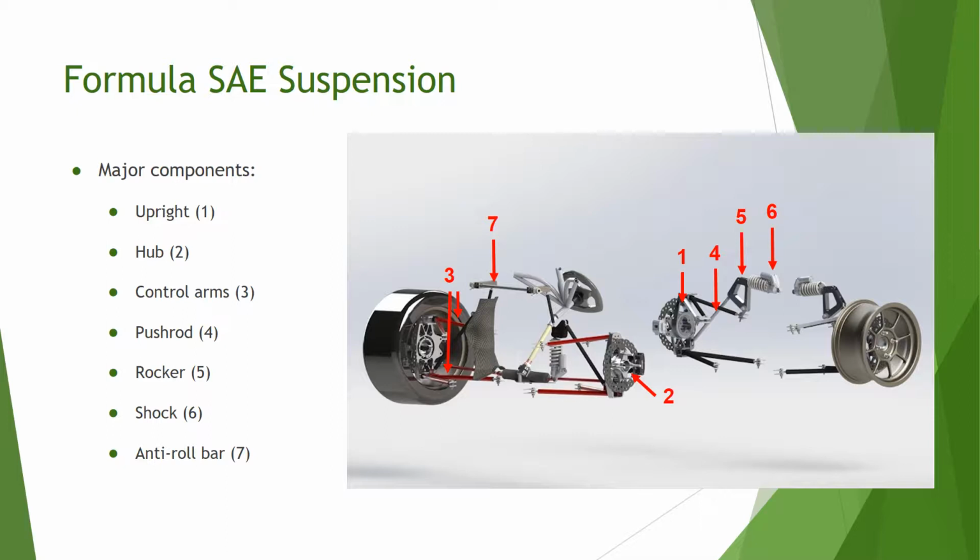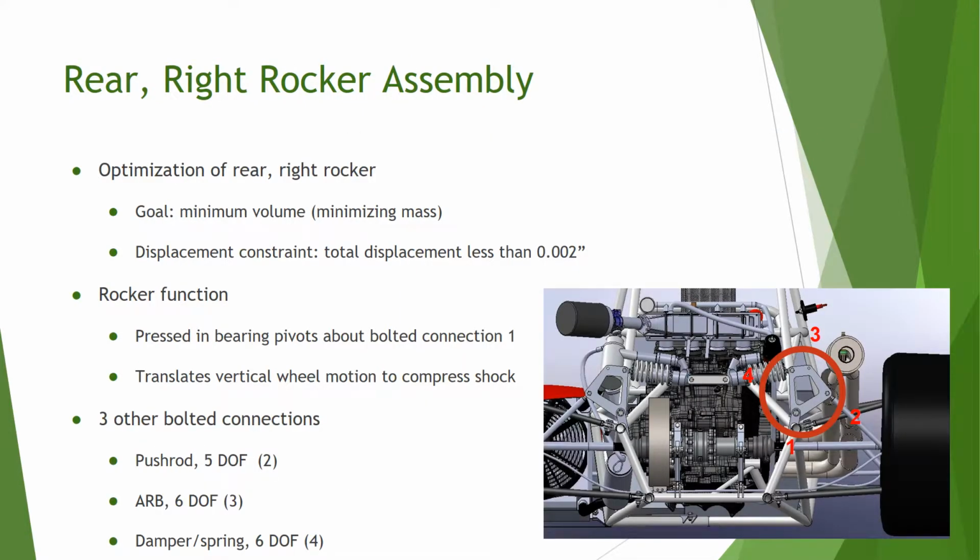As the wheel vertically displaces, the push rod pushes the rocker and causes it to pivot around the frame mounting point, causing the spring on the shock to compress. As the wheel moves down, the opposite reactions occur. Seen here is a close-up view of the rear right rocker assembly.